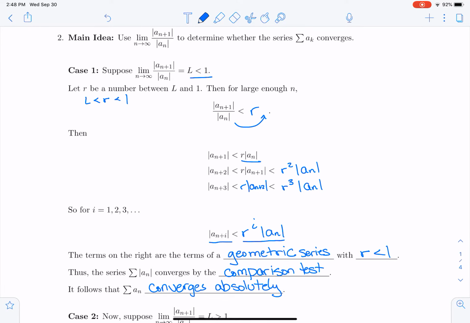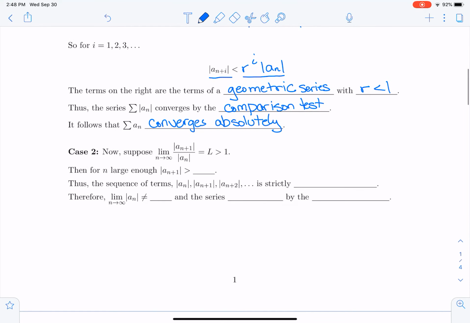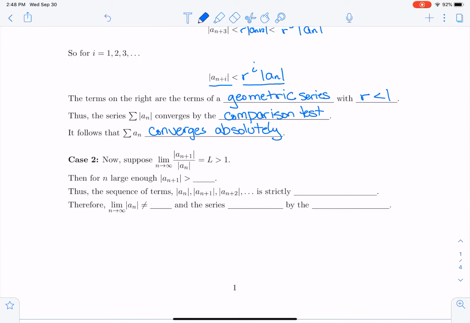Now, what happens if we get a limit, but that limit is equal to some number L that's bigger than 1? Well, we can say then for large enough n, the next term would have to be bigger than the previous term. If we're going to get the ratio of the terms to be a number that's bigger than 1, then at some point, the next term must be bigger than the previous term, and then each additional term must be bigger than the term before it. And so the sequence of terms, a sub n plus 1, a sub n plus 2, etc., is actually strictly increasing.